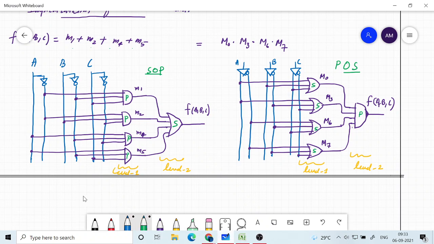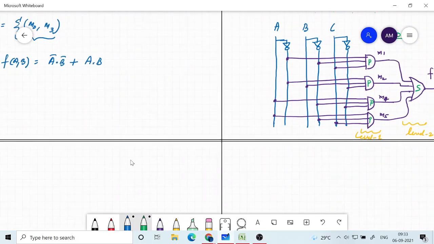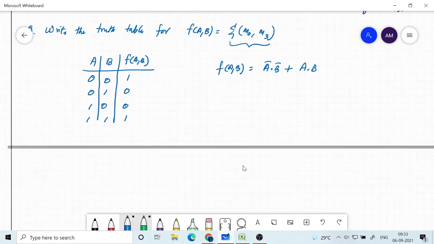Okay, so let's continue our discussion. So we have looked at what are min terms, what are max terms, then canonical SOP form, canonical POS form.